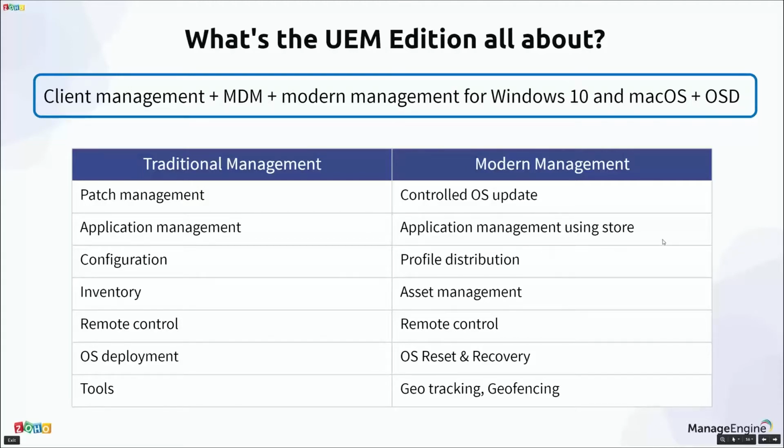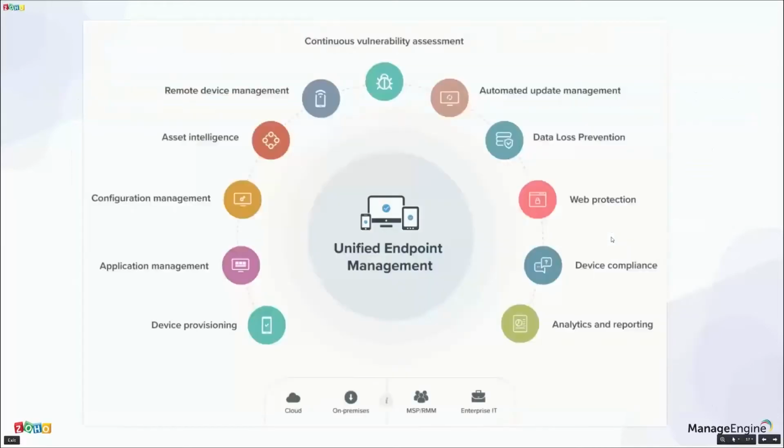Whereas modern management enrolls modern operating systems like Windows 10 or Mac OS for additional functionalities like location tracking, that is geo tracking or geofencing, remote wiping of data, enforcing policies, and deploying apps from the Windows Store or from the App Store. So a combination of traditional and modern management can be done through the UEM edition of Desktop Central. So this is the entire scope of the UEM edition of Desktop Central.